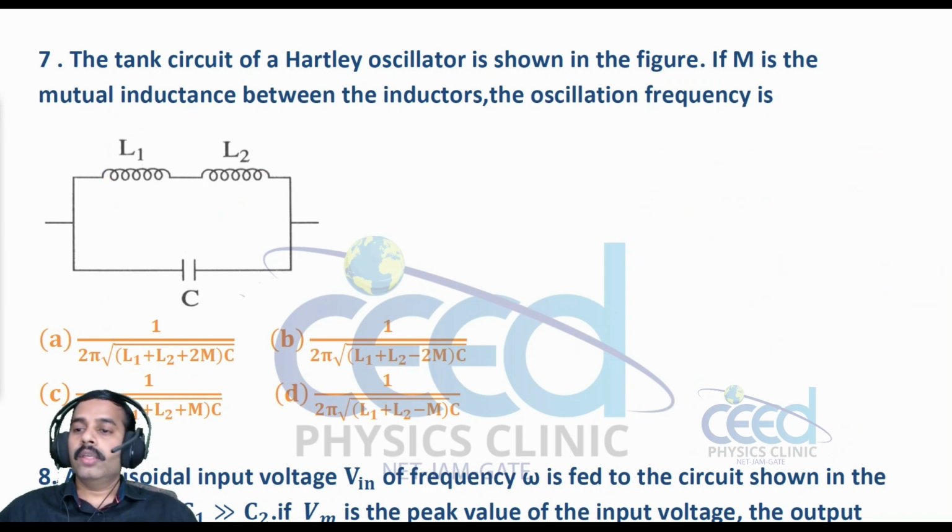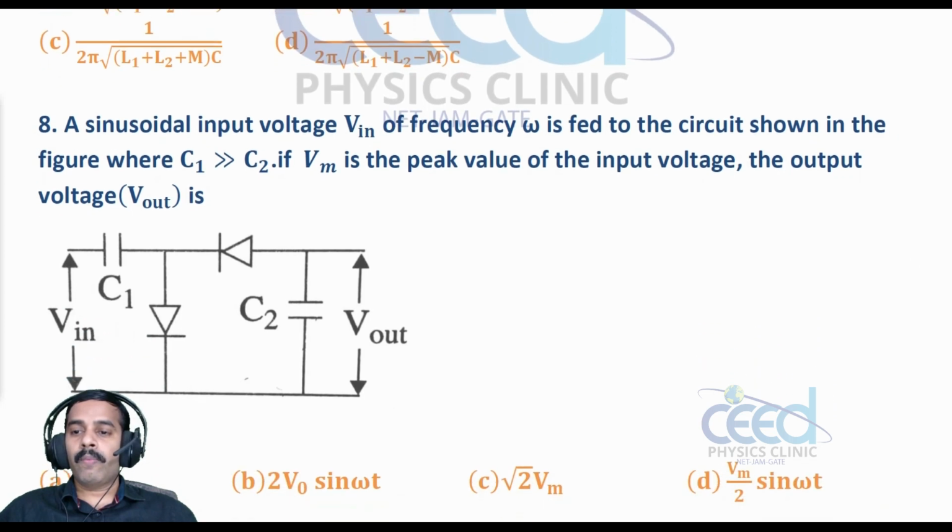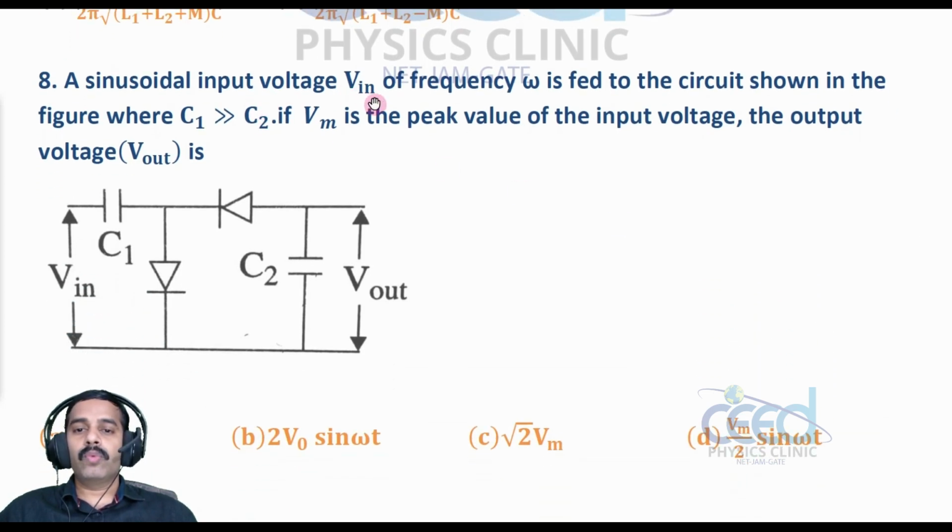Now let us come to another question. A sinusoidal input voltage V in of frequency omega is fed to the circuit shown in the figure, where C1 is very much greater than C2. If Vm is the peak value of the input voltage, what is the output voltage V out? This is a voltage doubler circuit. We have already studied the working of the voltage doubler.